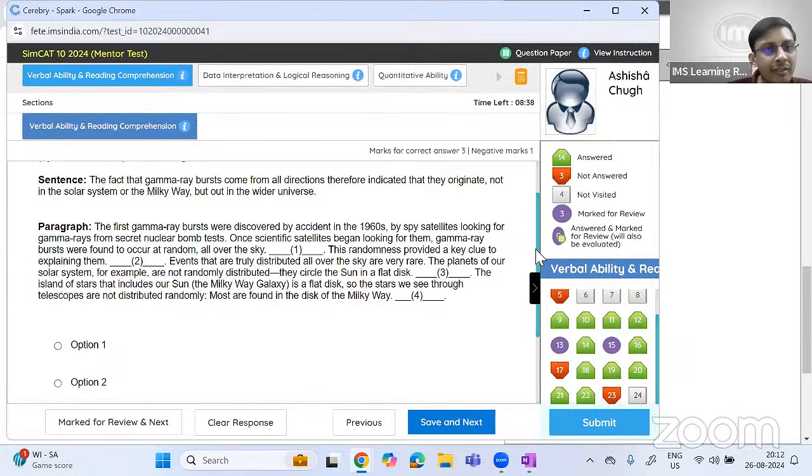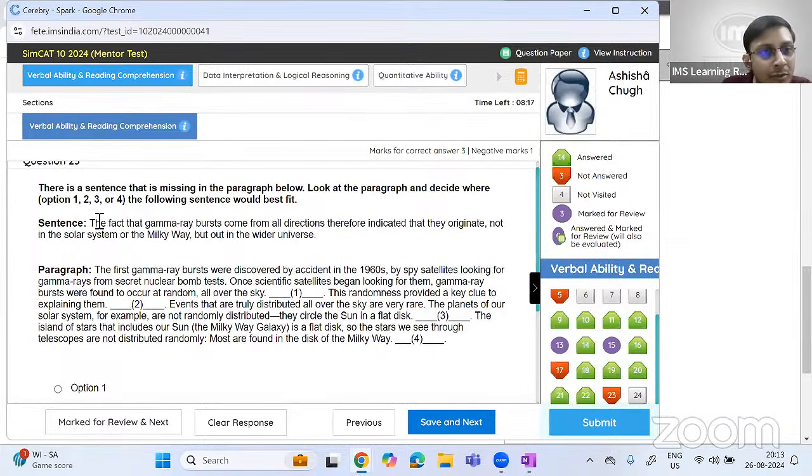Next one. First, gamma ray bursts were discovered by accident in the 1960s by spy satellites looking for gamma rays from secret nuclear bomb tests. Once scientific satellites began looking for them, gamma ray bursts were found to occur at random all over the sky. Okay, what is the sentence? This is the new type of question. The fact that gamma ray bursts come from all directions therefore indicated that they originate not in the solar system or the Milky Way, but out in the wider universe, because they come from all directions.